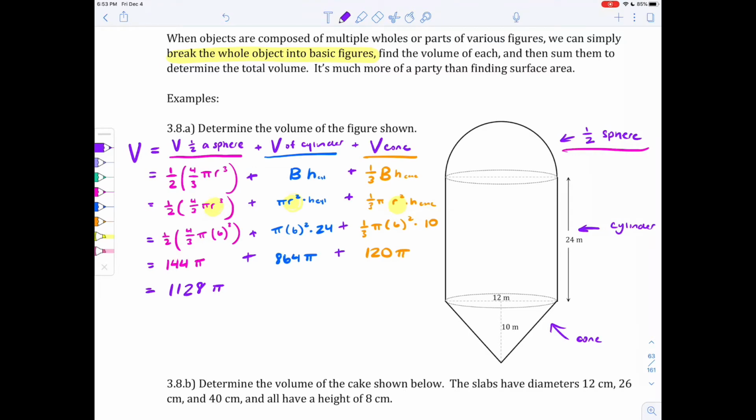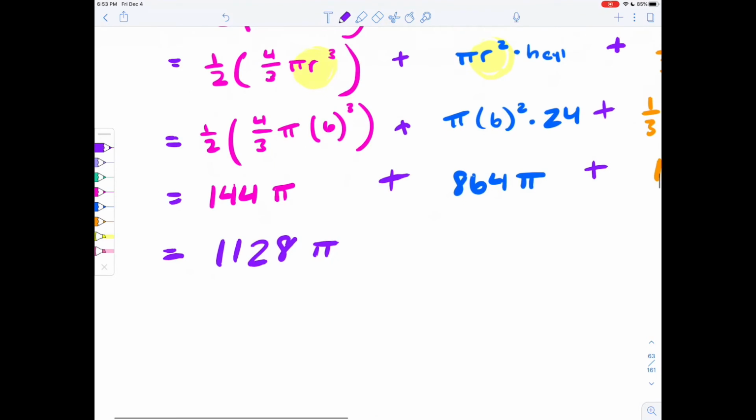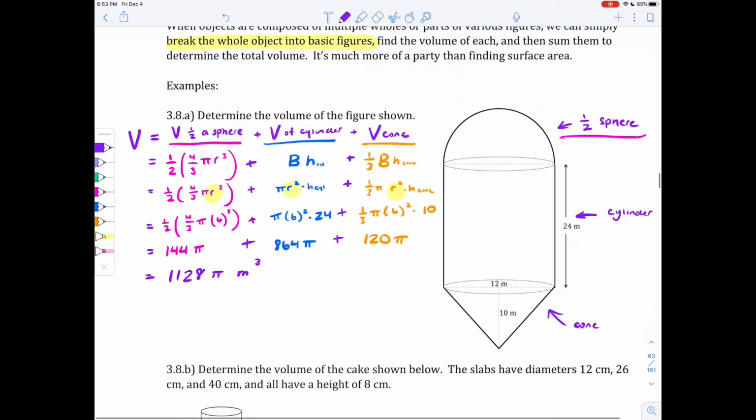But if it does not state, we're going to leave it as exact, which means over here, all we're missing are our units. And the units here, all our values were meters. Since this is volume, we're going to have meters cubed.